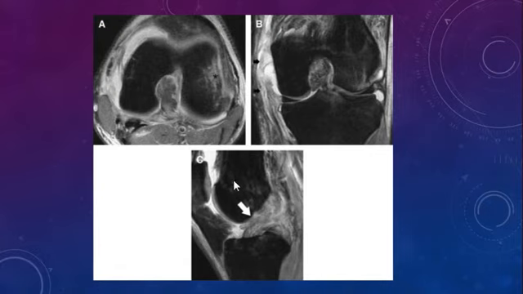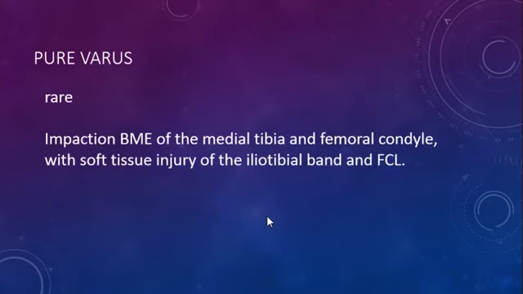We can see here it's a pure valgus pattern in which we have bone marrow edema at the lateral femoral condyle, and we can see the MCL injury here and here, and obviously you can see the ACL tear. The opposite of that is the pure varus mechanism. It's also a rare mechanism. The leg is moving towards the midline without flexion or extension, so there will be impaction bone marrow edema at the medial tibial and femoral condyle, while in valgus it was the lateral tibial and femoral condyle.